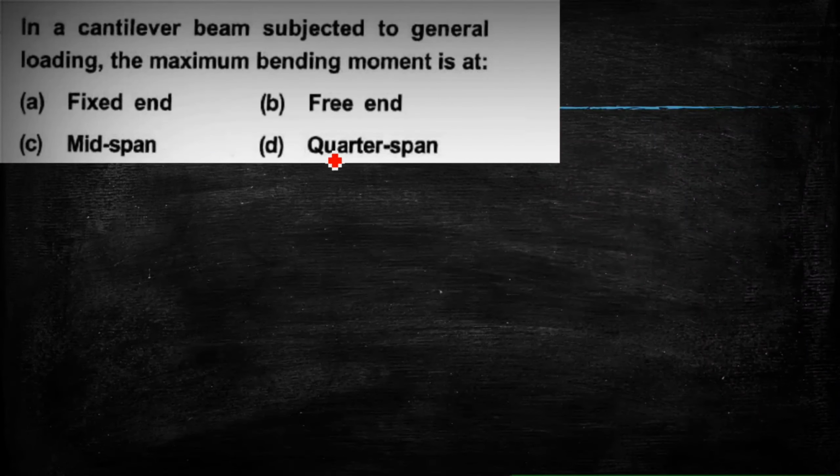Moving to the next question, we have, in a cantilever beam subjected to general loading, the maximum bending moment is at fixed end, free end, mid span, quarter span. So the option is fixed end.